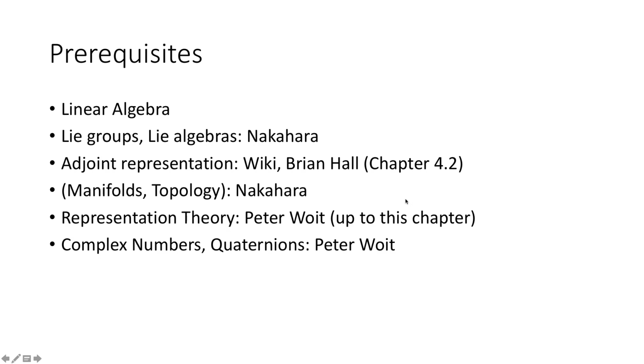Here are some prerequisites. I recommend Nakahara for Lie groups and manifolds, and Brian Hall chapter 4.2 for the adjoint representation. You can check out Wikipedia as well. I will also assume you have a basic understanding of representation theory and quaternions. This can be found in the chapters prior to this chapter in Peter Woit's book.